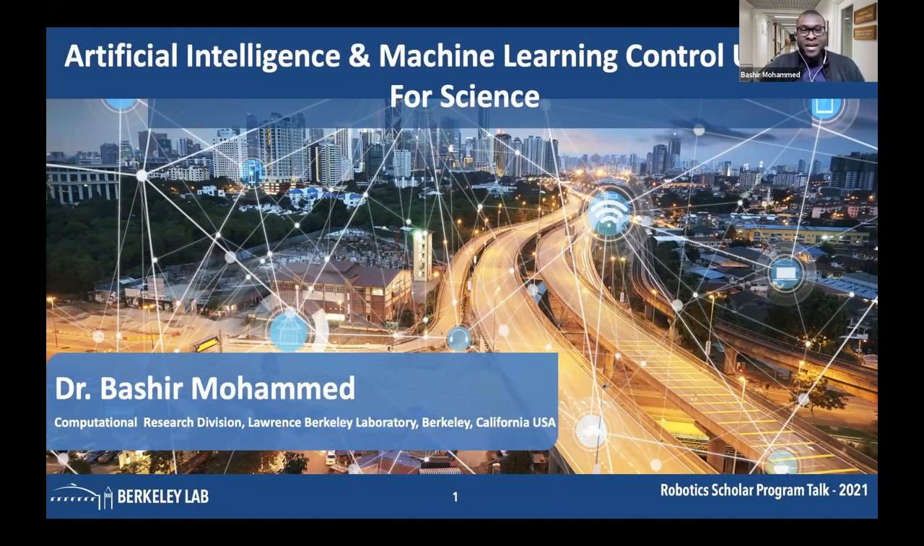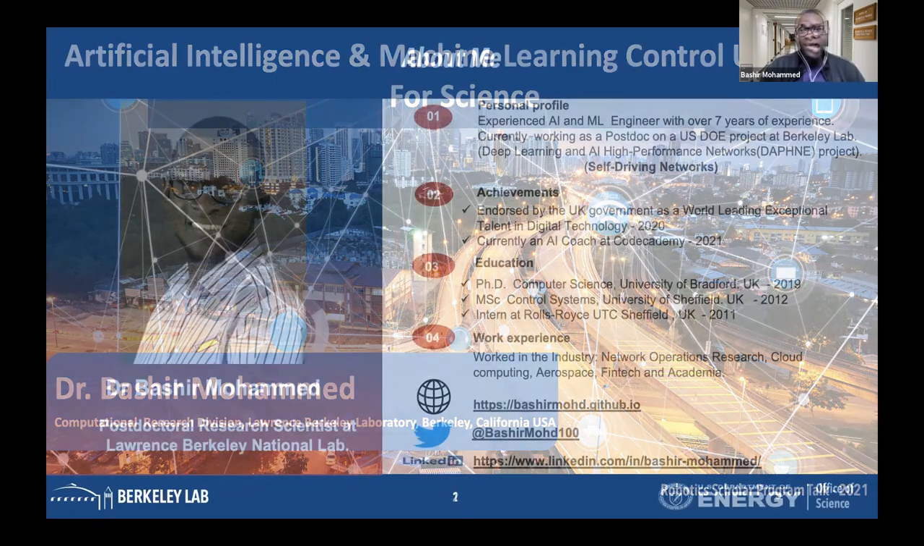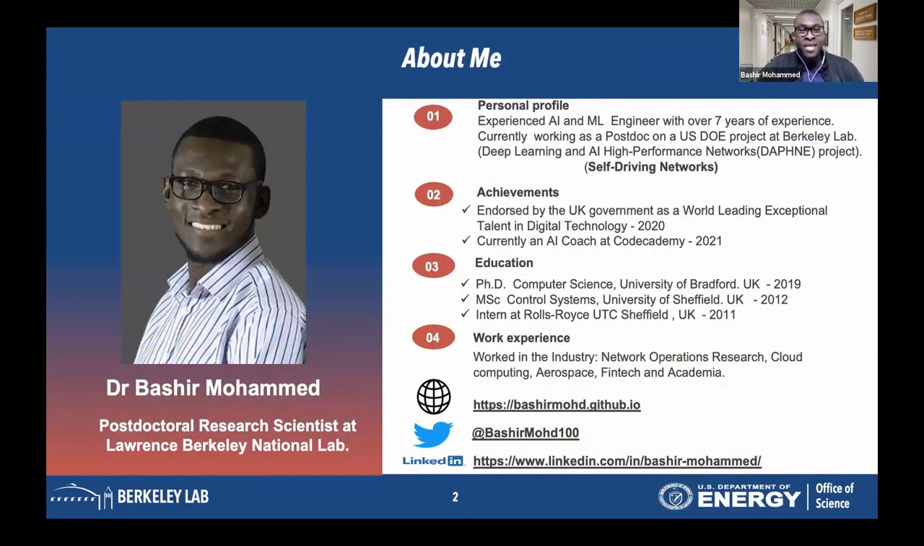My name is Bashir, and I'm currently a postdoctoral research scientist at Lawrence Berkeley National Lab here in Berkeley, California. I'm an experienced AI and machine learning engineer with about 7 years of experience.